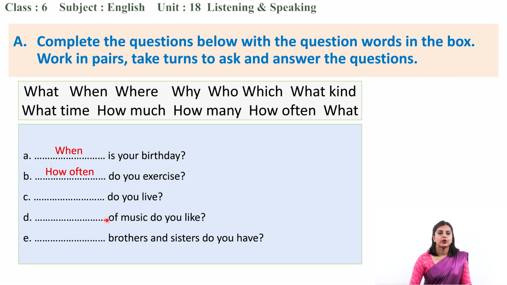Okay. The next one is dot dot do you live? Place. What did you write? Good, that should be where. Where do you live? It's a very common question, isn't it? The next is dot dot of music do you like? Choice. Good. What kind of music? Okay, what kind of music do you like? Okay, the next is dot dot brothers and sisters do you have? Countable. Yes. How many? How many brothers and sisters do you have?